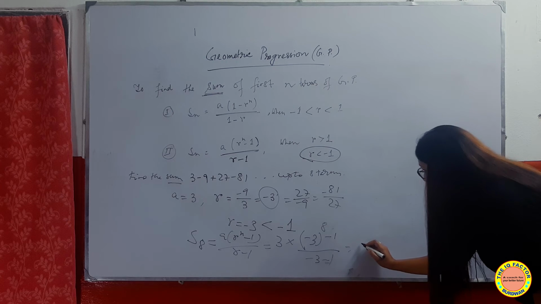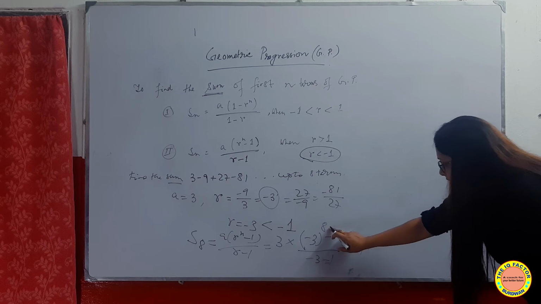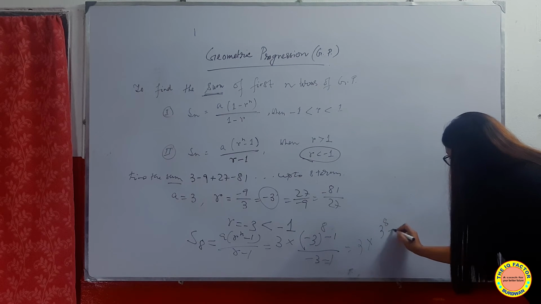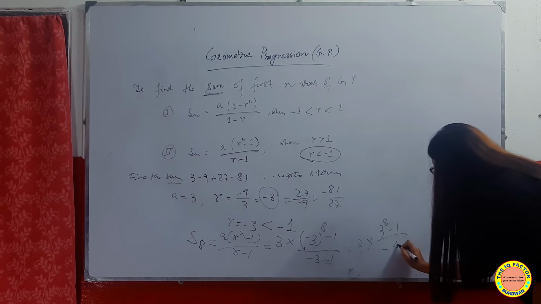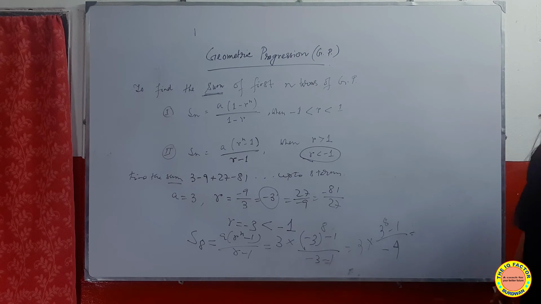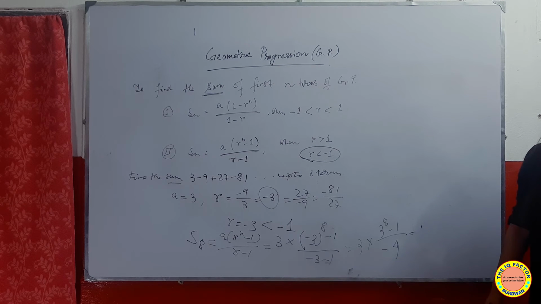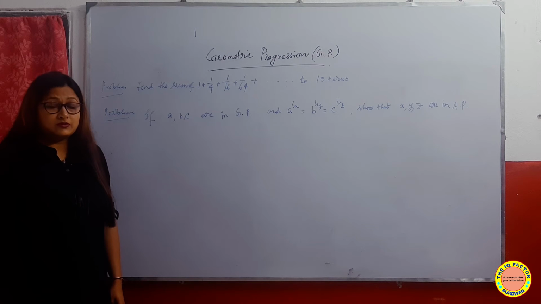So it is what? 3 into minus 3 to the power 8, it will be positive. So 3 to the power 8 minus 1 by minus 3 minus 1, which is minus 4. You have to calculate this and simplify. Simplifying this using a calculator, you can find out the answer. That is how to apply the sum formula.